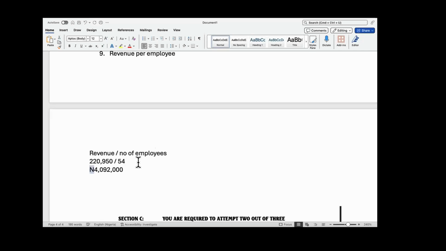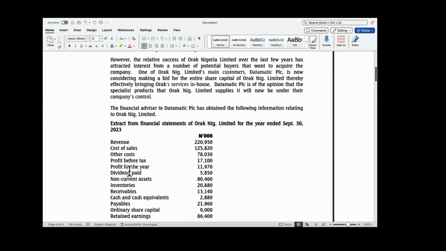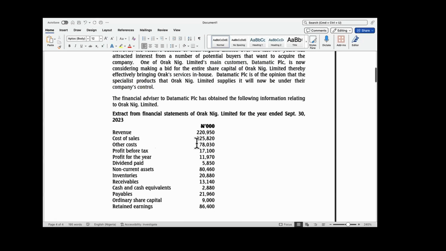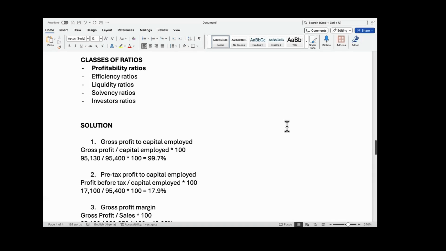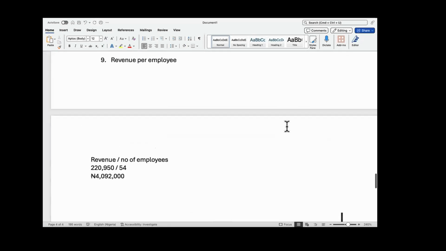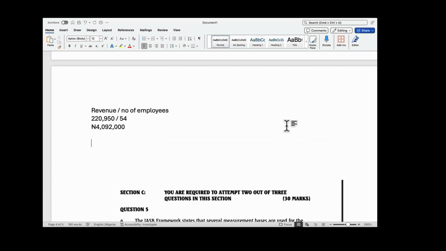Let me quickly put it in like this, because the level of rounding off is in thousands. Why I'm doing that is because the industry average revenue per employee is 2.3 million. So you need to know that this guy is doing better than the industry. He is doing 4 million per employee. It's a good company. He's not just employing people, he's able to scale.